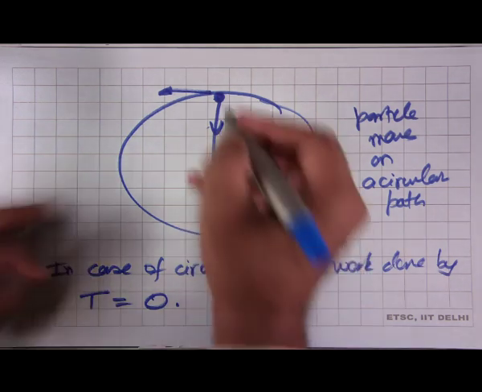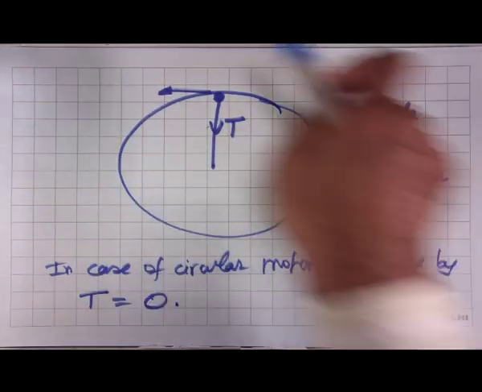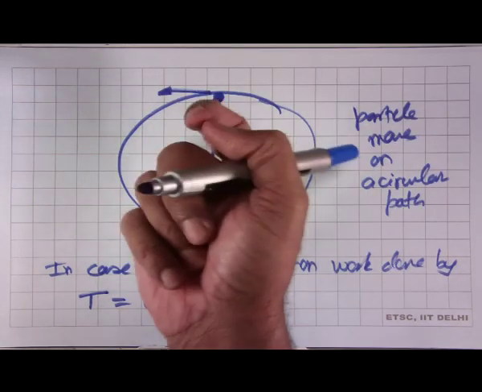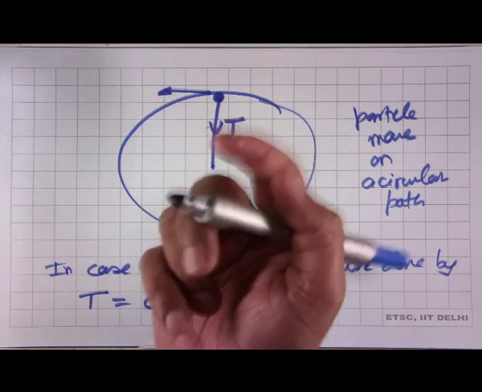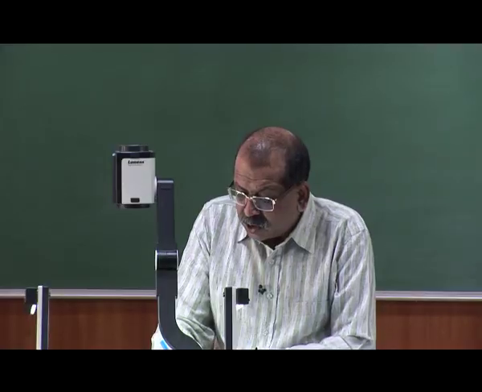And this could also be a case where a particle is moving on a circular path. In that case, the normal reaction from the ground will once again be in a direction perpendicular to the path. So that will also not do any work. When we apply the work energy theorem, we will see this happen. Let us look at some simple cases.